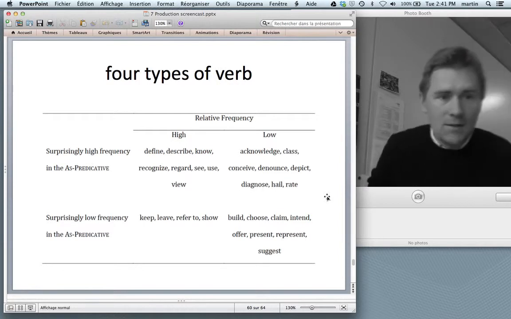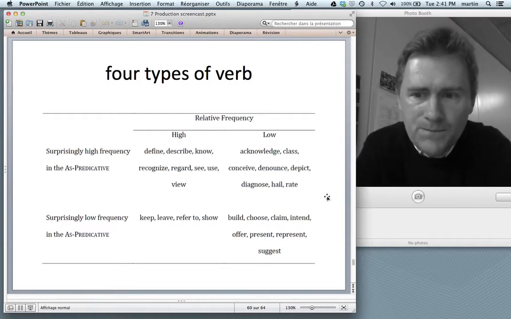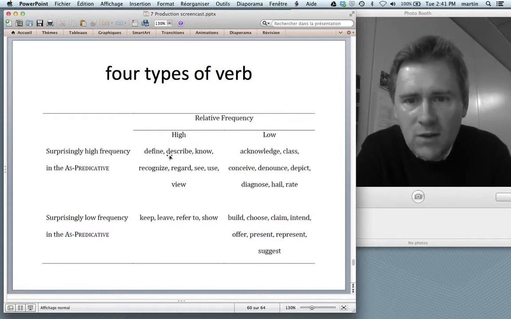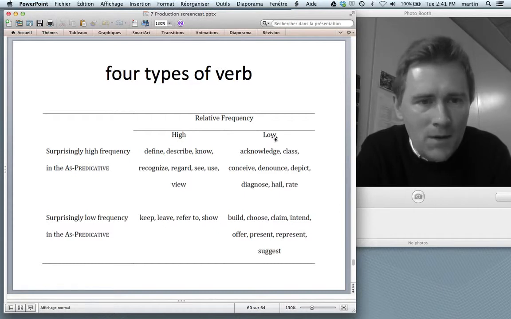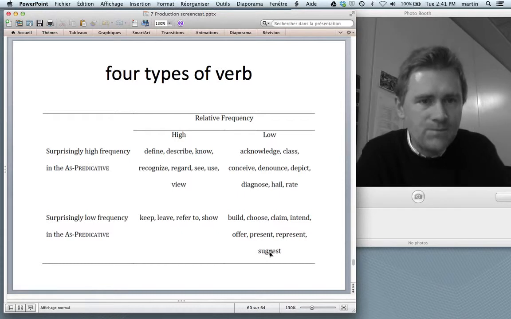They did a study with four different types of verb. High-frequency verbs and low-frequency verbs. So high-frequency verbs are things like define, describe, know, recognize, regard, see, use, view, keep, leave, refer to, and show. And then low-frequency verbs: acknowledge, class, conceive, denounce, depict, diagnose, hail, rate, build, choose, claim, intend, offer, present, represent, suggest.